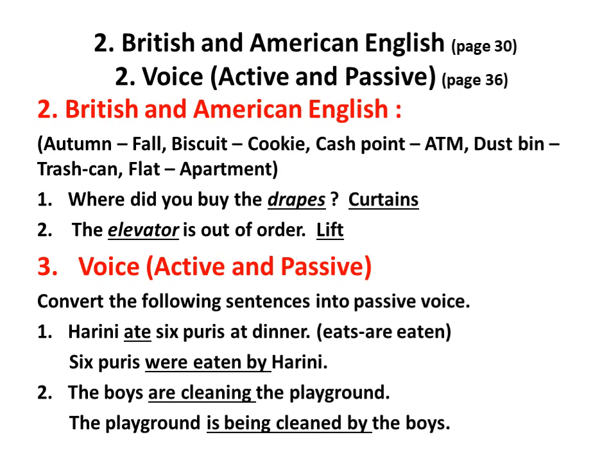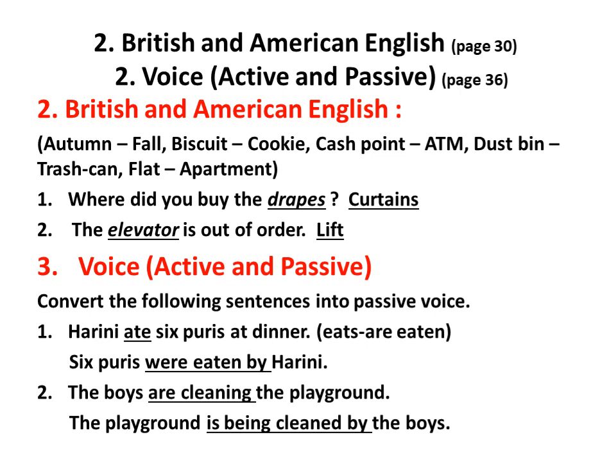So, British and American English, we all know the difference. There is a lot of difference between British and American English. For example, autumn is called as fall in American English. Biscuit is called cookies in American English. Cash point is ATM. Dustbin, trash can, flat, apartment. So these are the differences between British and American English. They are given on page number 30. You can quickly revise.